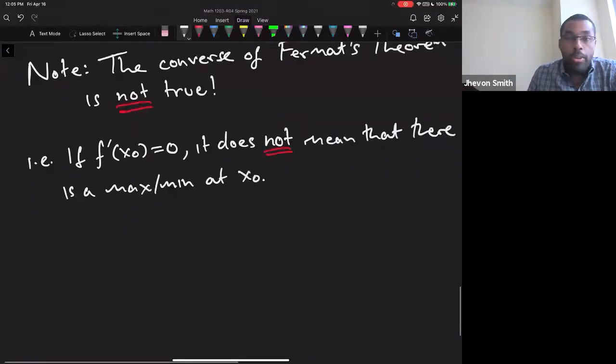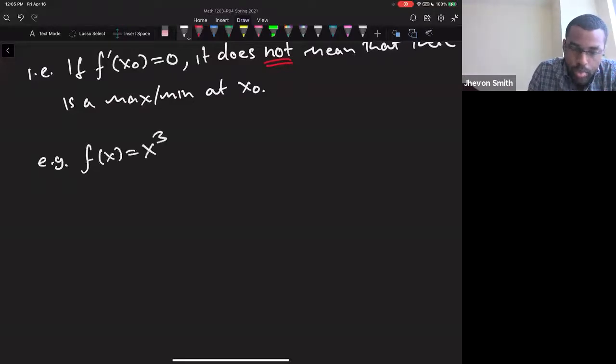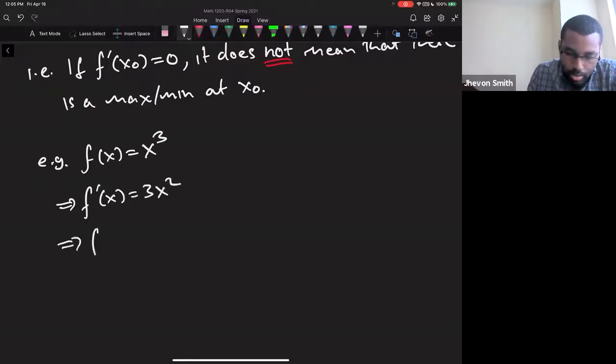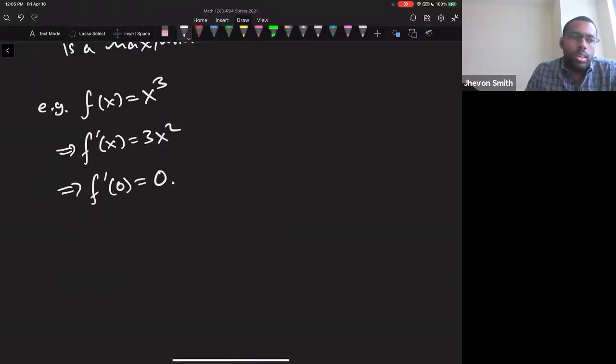So if I know there's a max or min and the derivative exists, the derivative must be zero. But knowing the derivative is zero does not mean there has to be a max or min. In fact, I can give you a very simple example. Look at f of x equals x cubed. Then your f prime of x would be 3x squared, and f prime at zero is zero, right? So is this a max or min?